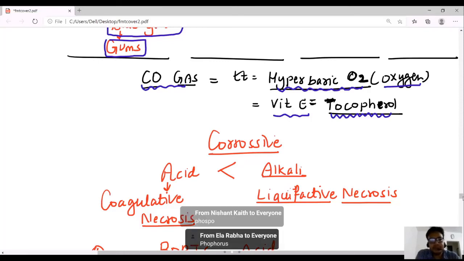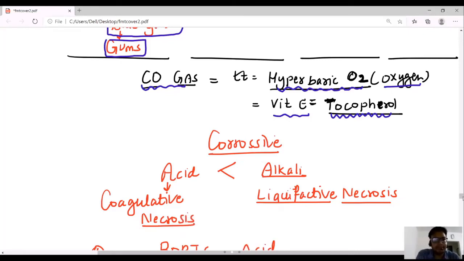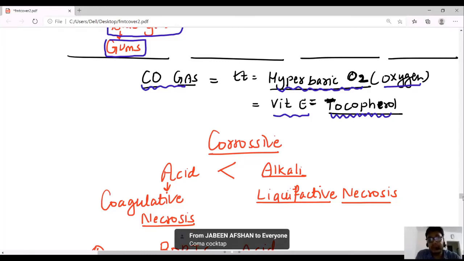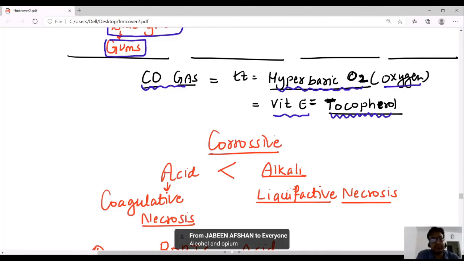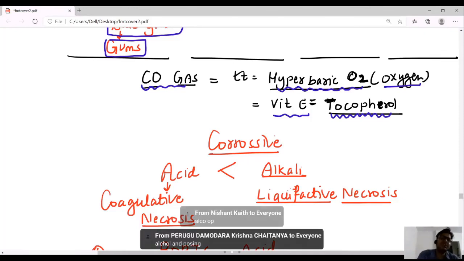Phosphorus. Yes, Nishant. It is phosphorus. Vitamin B1, thiamine, coma cocktail is used in... Coma cocktail किसमें यूज करते थे हम? कौन से पॉइजन में यूज करते थे? किसमें हम कोमा में चले जाते हैं? Alcohol and opium. Yes, Jabin, absolutely right.